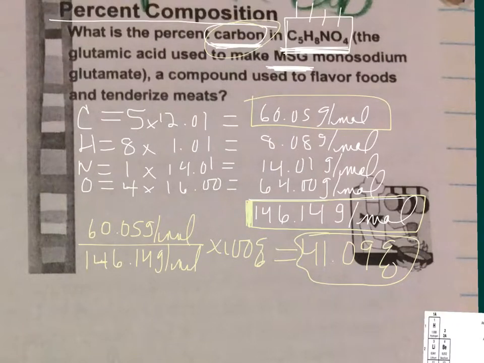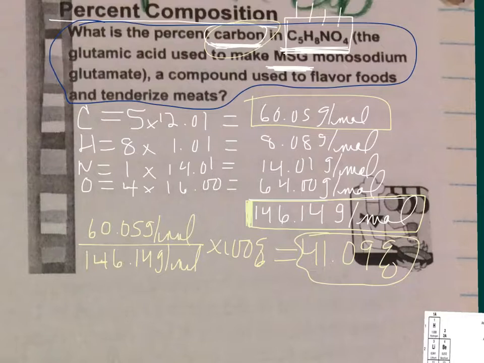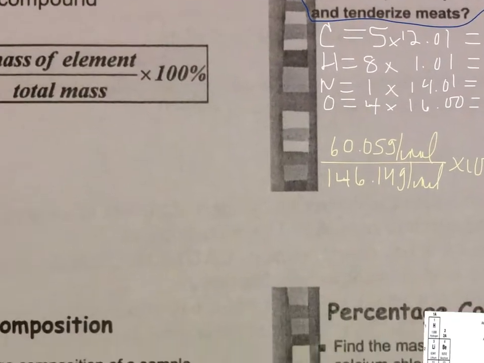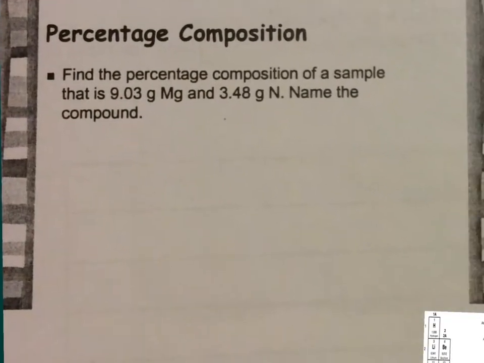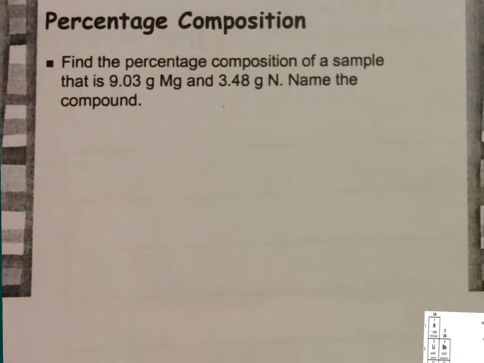So notice that in this example, they didn't give us any masses in the problem. They just wanted to know percent, part of the whole. So we just took what the whole was, which was that right there. We took what the part was that we were interested in, and then we figured out our percentage. That was our answer.